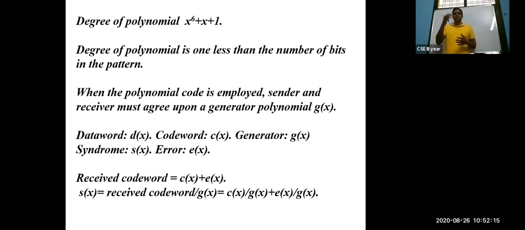Right, generator is g of x. Then what is generated? Syndrome s of x. If something goes wrong, we call it an error e of x. So I have these few things now. Data word is d of x. Code word is c of x. Generator is g of x. Syndrome is s of x. Error is e of x.